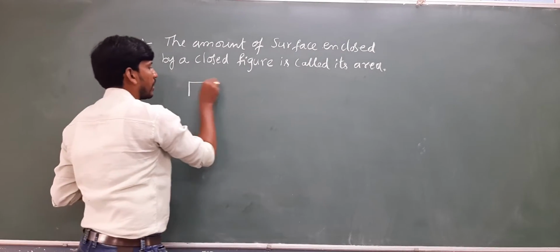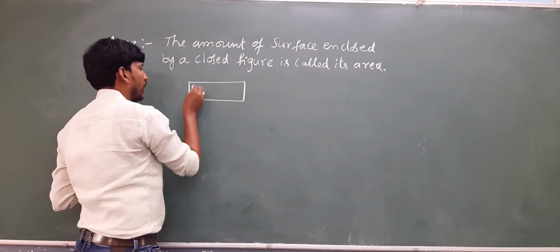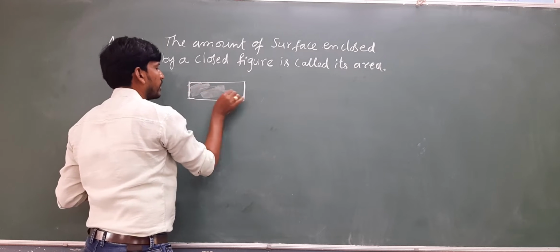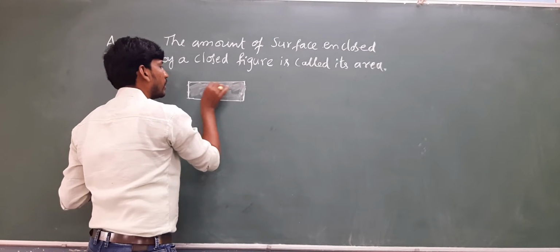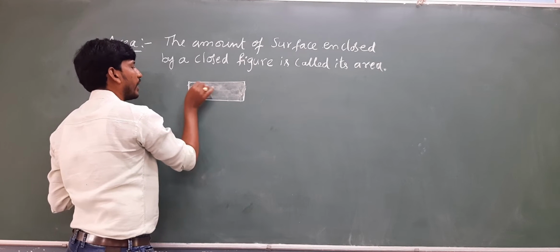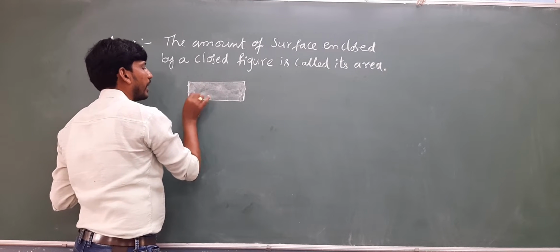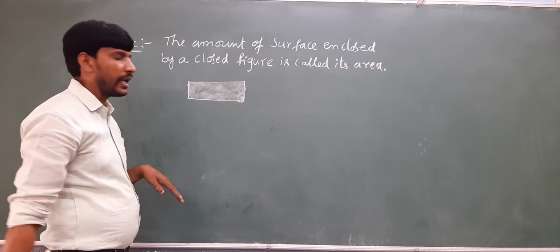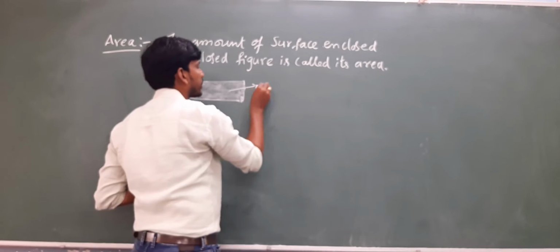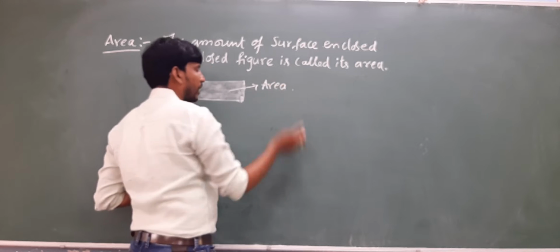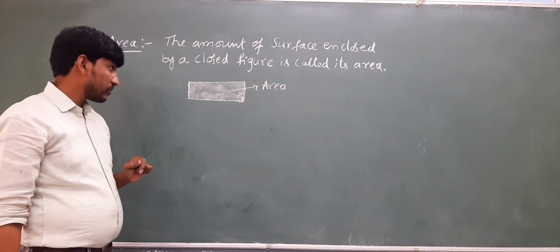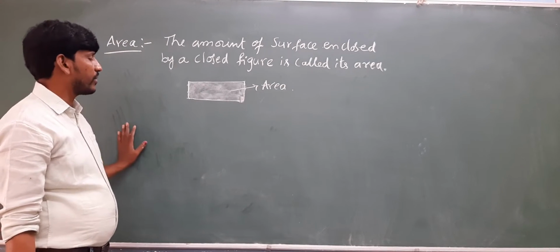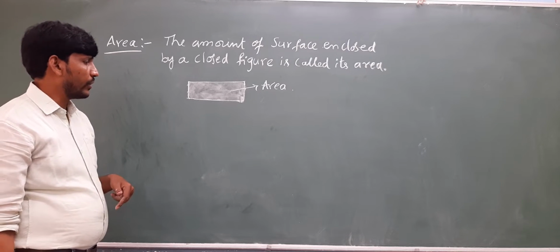Okay, let us draw a simple figure with a shaded part here. This is the enclosed area. The amount of surface enclosed by a closed figure is called its area. So whatever the shaded part is, that is called area. Clear, my dears? Now, to discuss questions from 10.2.